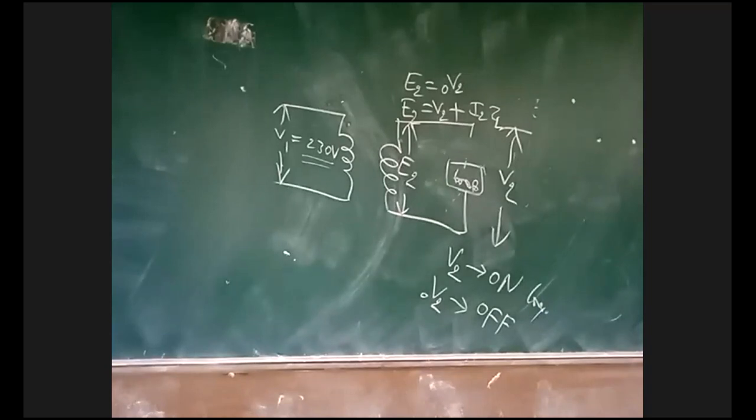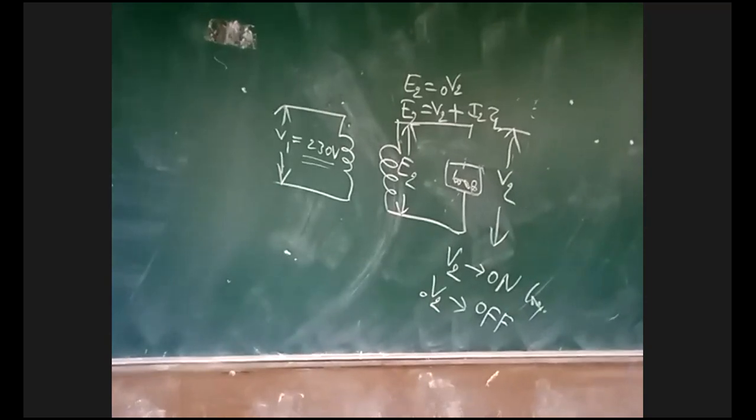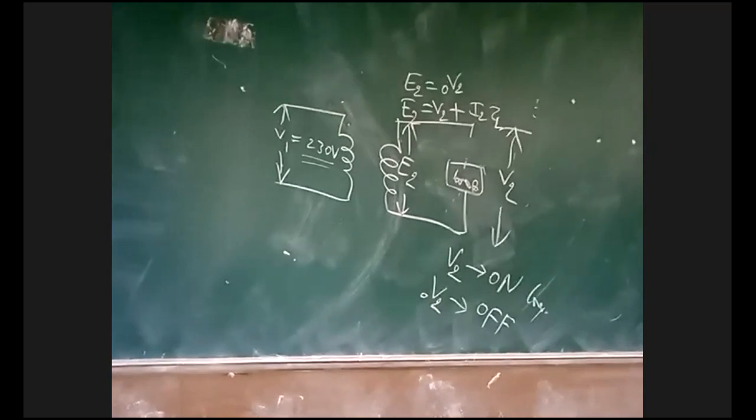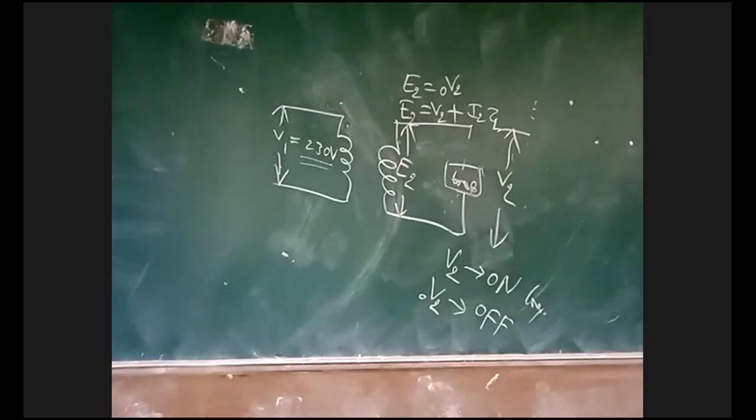What is the voltage drop here now? I2 into ZL is the voltage drop. This is the concept which I want to use in the regulation. Now we'll go to your textbook. Have you understood what is off load and on load? Off load means load is not connected. On load means load is connected.